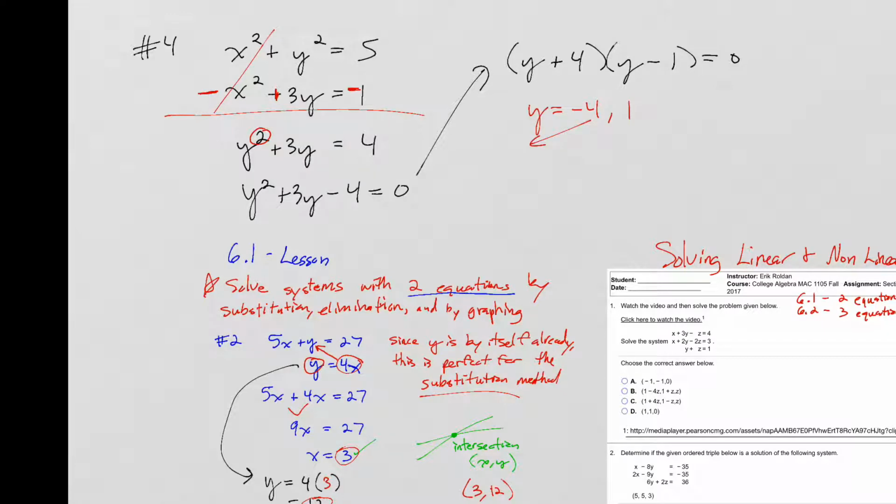So x squared plus negative 4 squared equals 5. X squared plus 16. So when we subtract 16 from both sides, we're going to get negative 9. And that's going to create an imaginary number, the square root of a negative. So y equals negative 4 is not a solution.